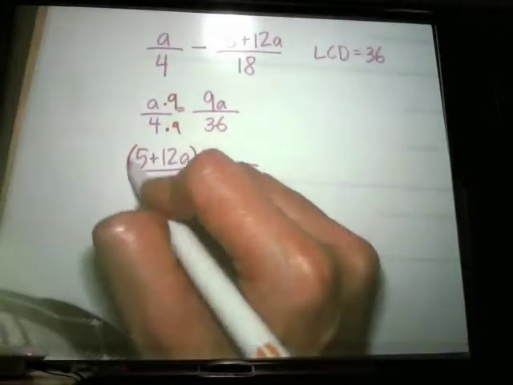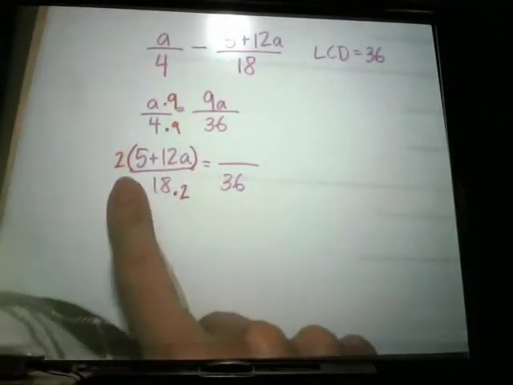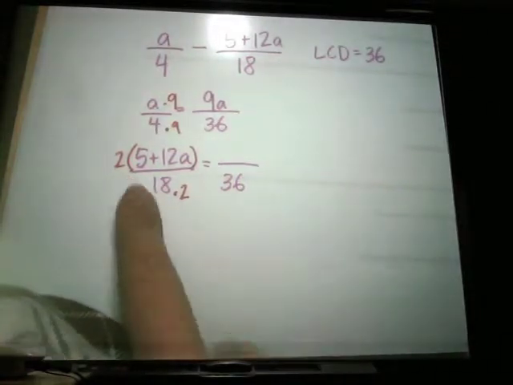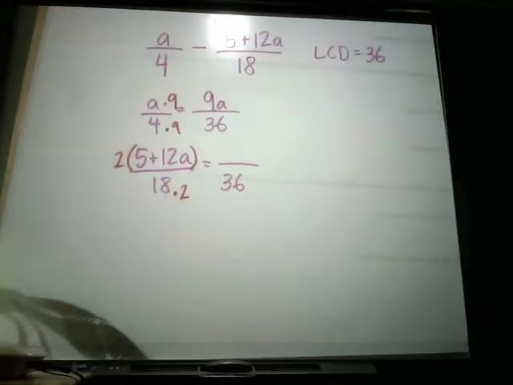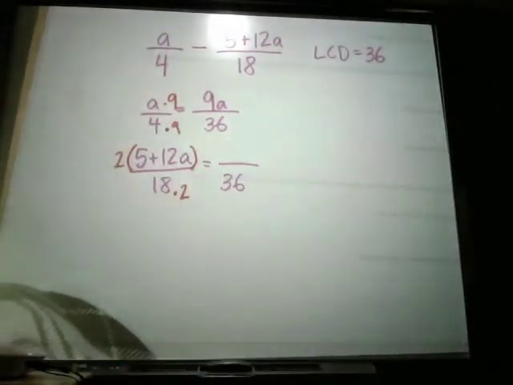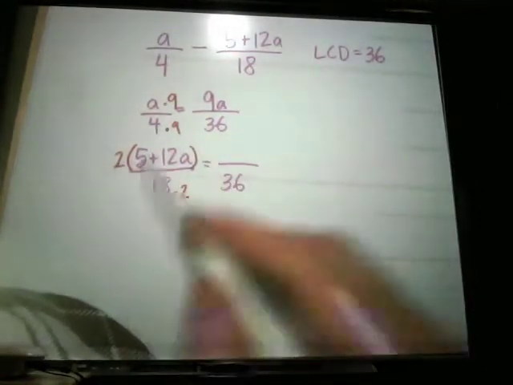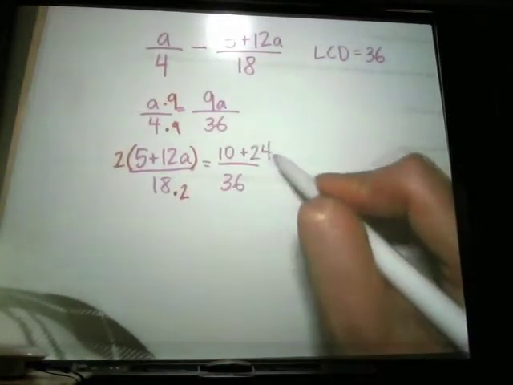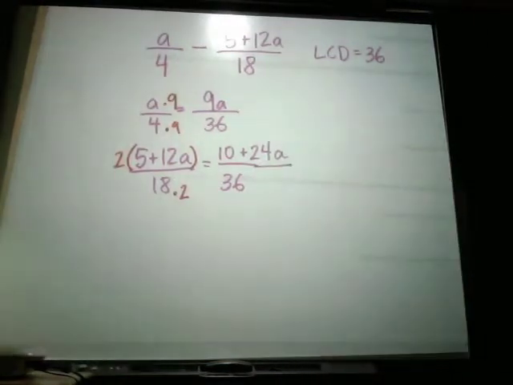And be careful on this, guys. Times 2 on the numerator, it's times the 2 times the entire thing. And I'm going to suggest we go ahead and distribute that 2 to help us simplify later. So instead of just writing 2 times this whole thing, I'm going to use the distributive property. 2 times 5 is 10, and 2 times 12a is 24a. Because we're going to have to add and subtract these all together, which means we need to simplify them, so we might as well just do it here.